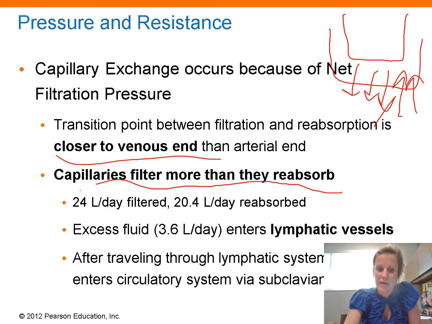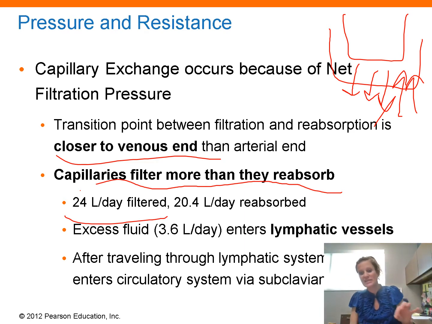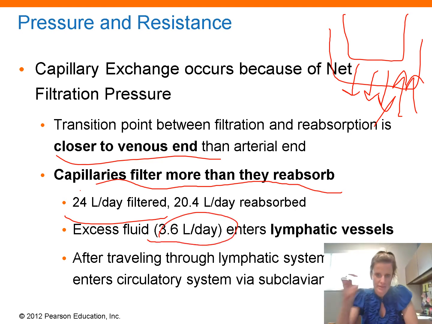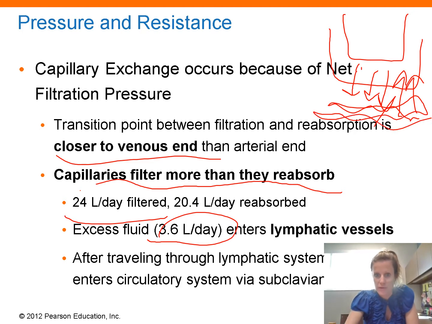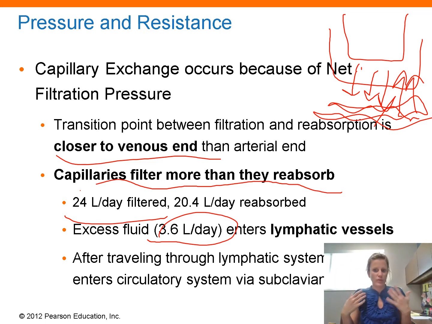On average, about 24 liters a day is pushed out of the bloodstream. 20.4 is pulled back in. That means that there's an extra 3.6 liters of fluid every day that gets pushed out of our blood into the interstitial fluid and does not get reabsorbed. That fluid has to go somewhere, right? Otherwise, if it didn't make its way back to the blood, we would literally have no blood volume at the end of like 2 days.